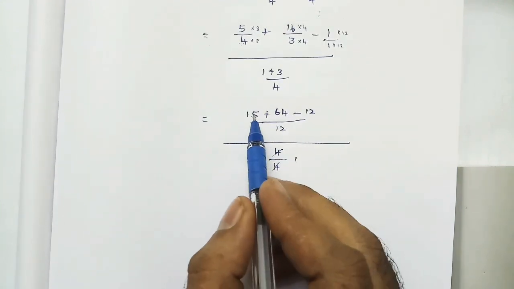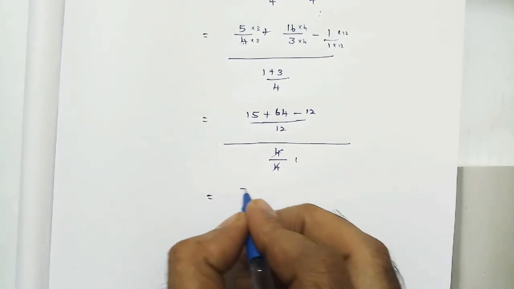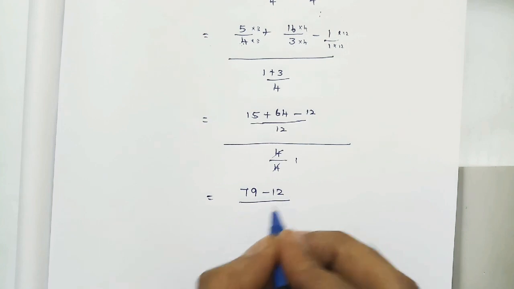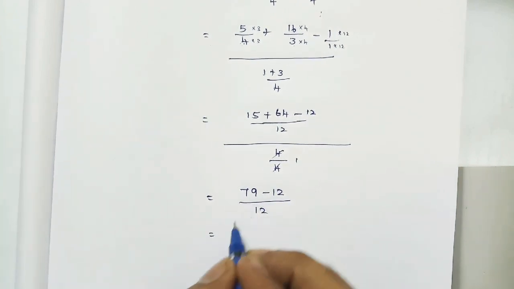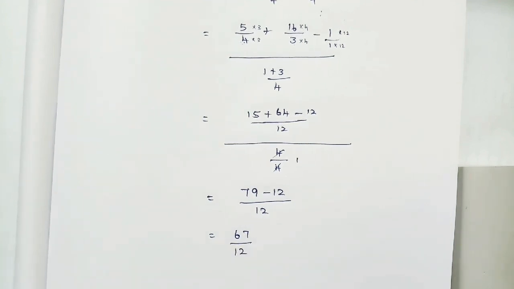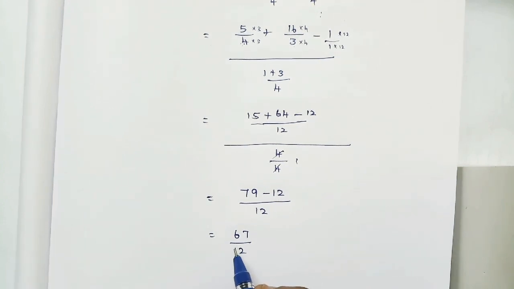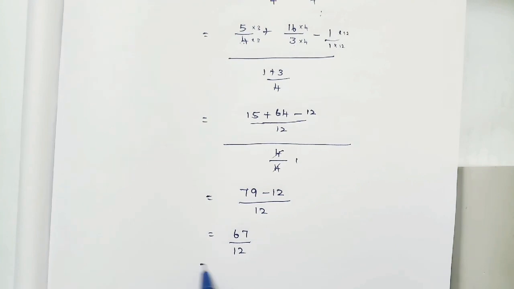Simplify the numerator. 15 plus 64 is 79. 79 minus 12, right? 79 minus 12 divided by 12. It is equal to 79 minus 12 is equal to 67 divided by 12. Therefore, the final solution: 5 cos square 60 plus 4 sec square 30 minus tan square 45 divided by sin square 30 plus cos square 30 is equal to 67 divided by 12.